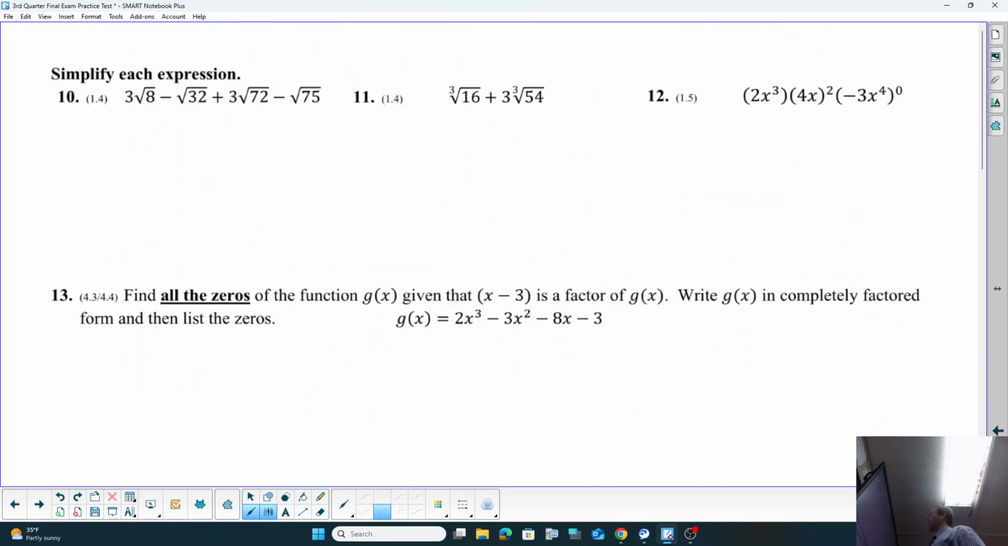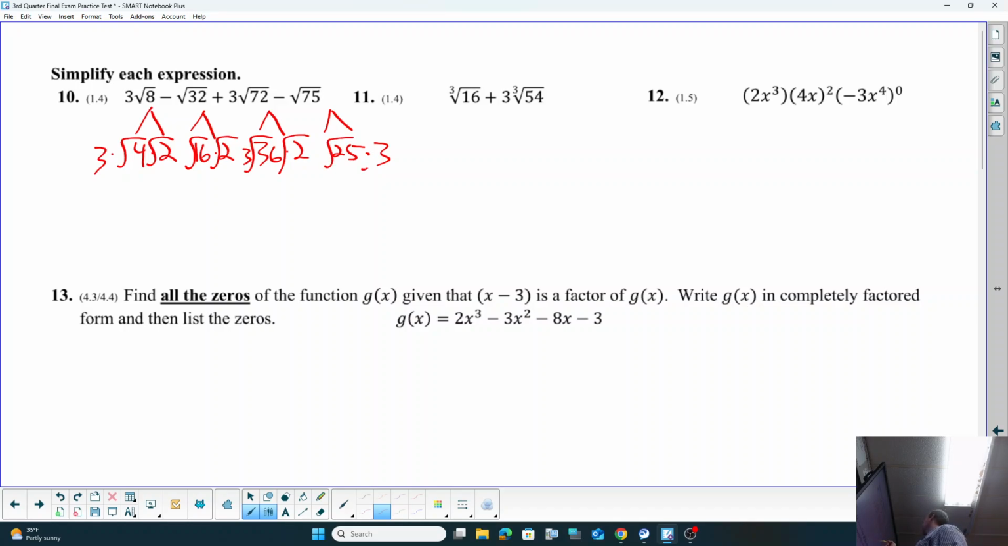Okay, simplify each expression. Do you know how to pull out things, like maybe a perfect square? Like 4 times 2 is 8, and 16 times 2, and 9 times 8. Maybe 36 times 2, and maybe 25 times 3. So those are all being square rooted, right? They're all being square rooted.